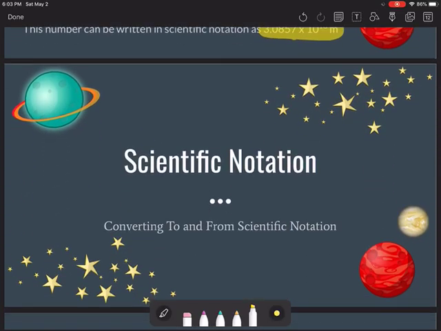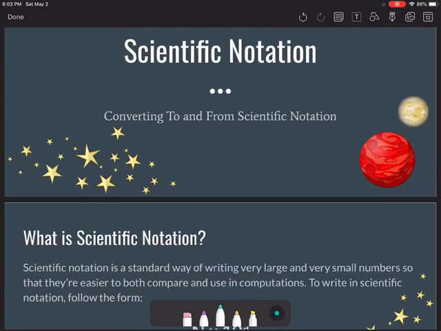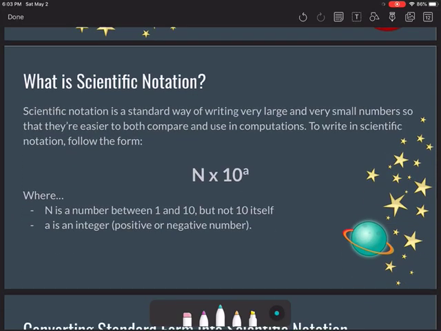Alrighty, the time and the moment we have all been waiting for. Scientific notation. Whoop, whoop. Love it. So, what scientific notation is, it's really just a standardized way of representing really, really big numbers or really, really small numbers so that they're easier either to compare or to use in calculations or computations. Okay? This is the all-time pattern or the setup that you'll see in scientific notation.